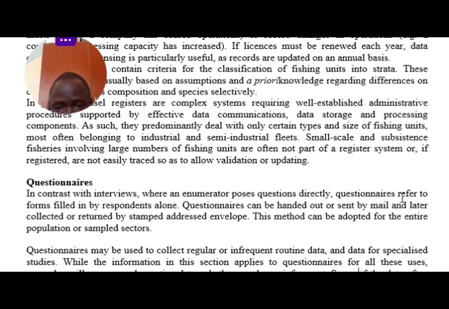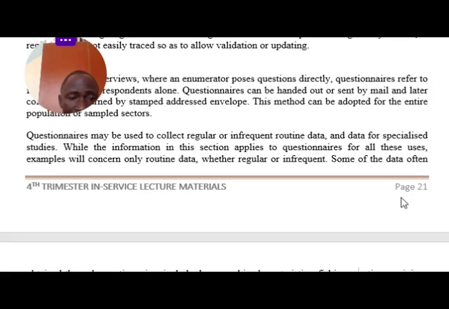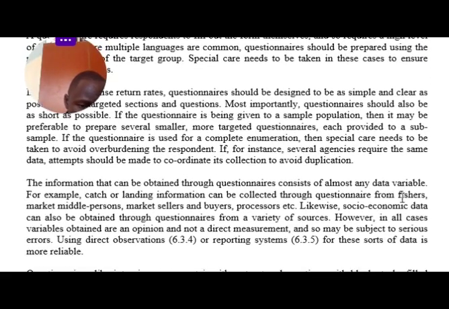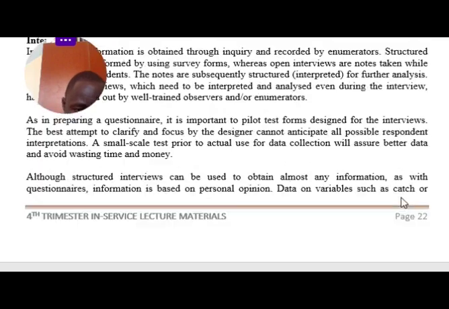Then the other thing is the questionnaire. I mentioned that the questionnaire refers to the form filled in by respondents alone. Questionnaires can be handled or sent by email or a letter to the person that may be responding to those questions, to give a wide range of views.